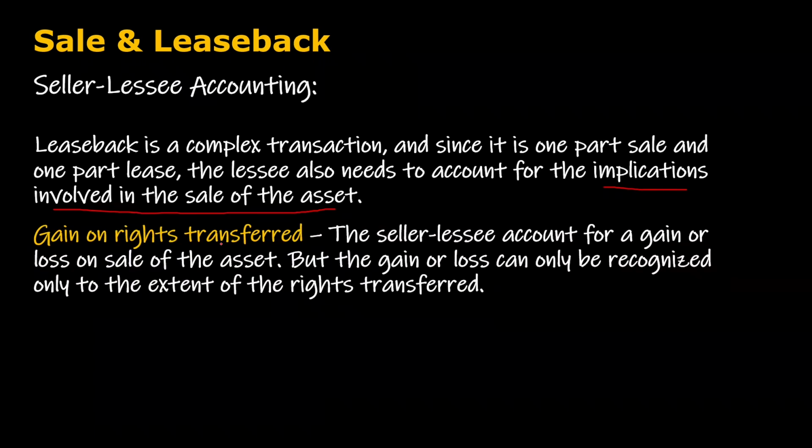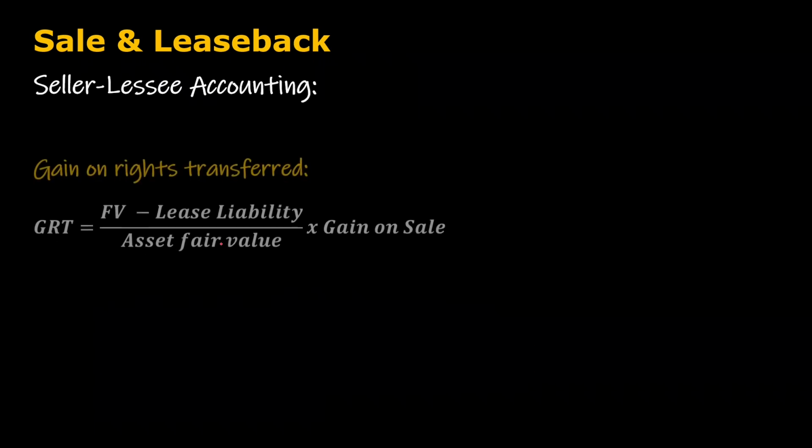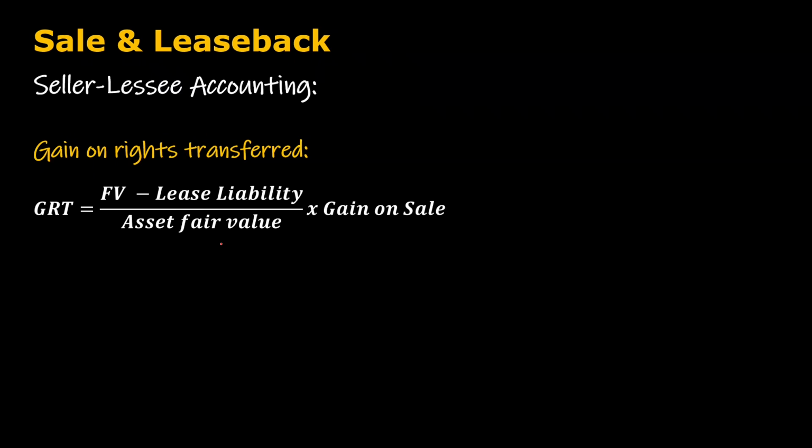So, let's just go and proceed into the formula, which is what you are waiting for. Ano? Gain on rights transferred, which I will be referring to here as GRT, is equal to the fair value of the asset minus lease liab over asset fair value multiplied by the gain on sale.